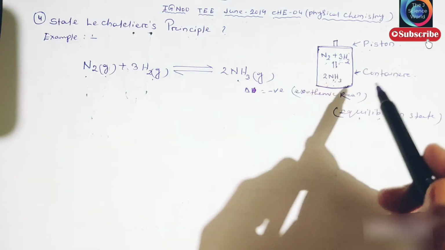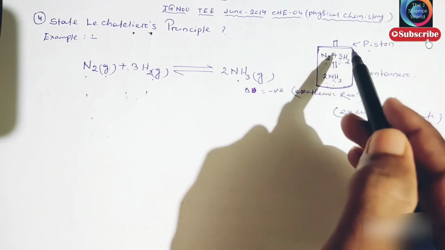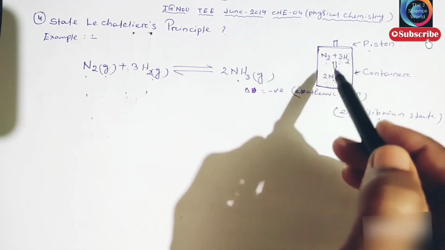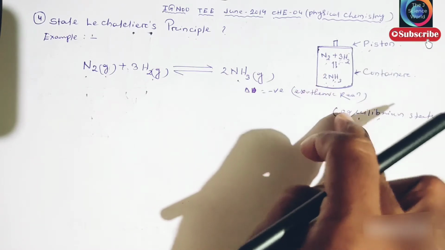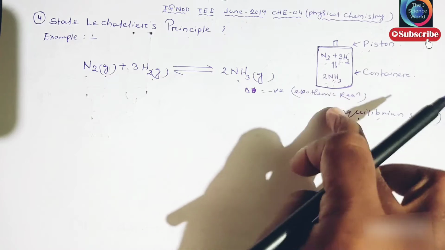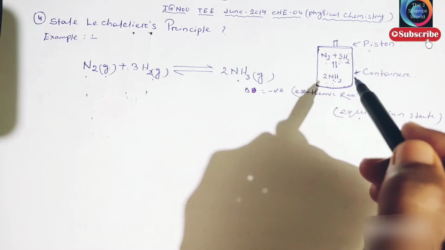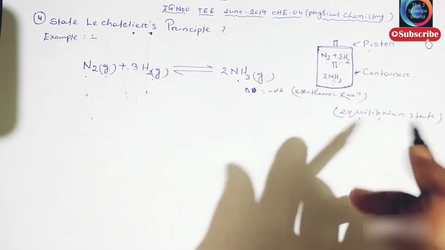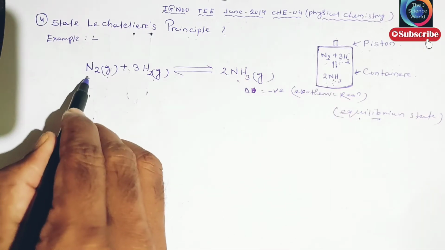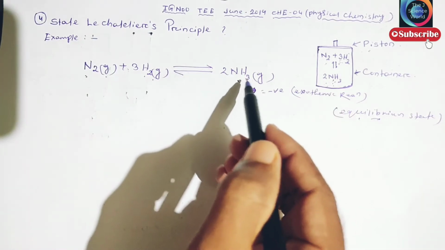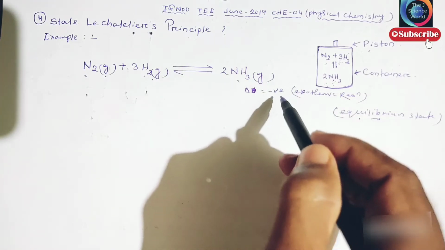Suppose we take N2 and H2 in a closed container with a piston. If you carefully observe, when we add H2 and N2, they start to react with each other and form ammonia. After some time, the reaction stops and reaches an equilibrium state. This means N2, H2 and NH3 are all present in the container, but no net reaction occurs. That is our equilibrium state. Let's write its equation: N2 plus 3H2 forms ammonia, NH3 gas. This is an exothermic reaction, meaning it releases heat.